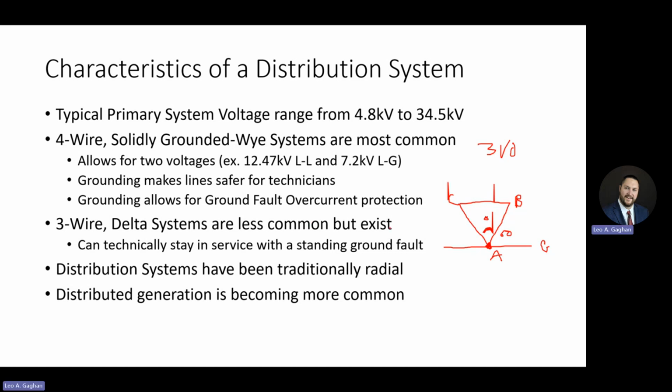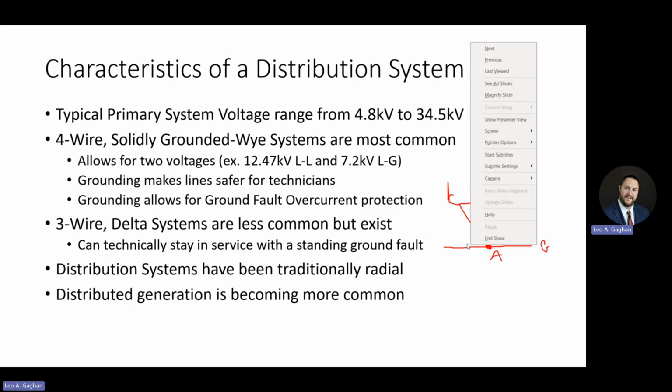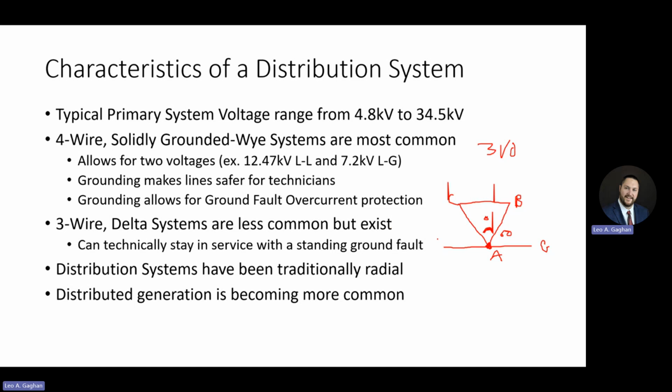And like I said, interestingly enough, the system can technically operate this way with that ground fault and these line-to-line voltages maintaining their characteristics. It's just the next fault is going to produce current. So yeah, that's kind of the ungrounded system. Distribution systems have been traditionally radial.